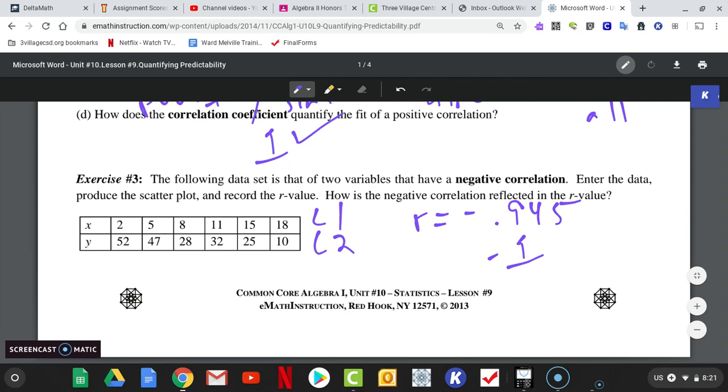So it has a negative value, and it's close to negative 1 because it is a good fit. This is a very good fit. If you would make this scatter plot, you would see that the points kind of go like that. It's not exactly a straight line, but it's close to it in a negative direction. So this is also a strong fit. It's just negative. It's still good. It's close to negative 1. How is a negative correlation reflected in R value? It's close to negative 1. That's important. All right, let's keep going.